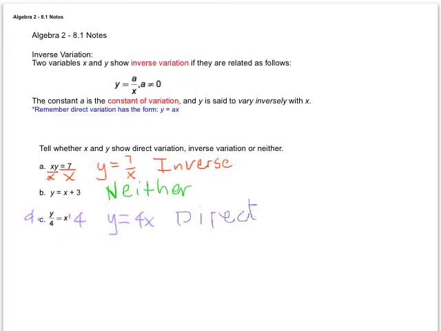And so these are some different types of variation that you can have. They're not hard to recognize, and they're not hard to set up when they're in a simpler form like that. But they can get tricky. So remember, inverse, you've got a number over x, and direct, you have a number times x.